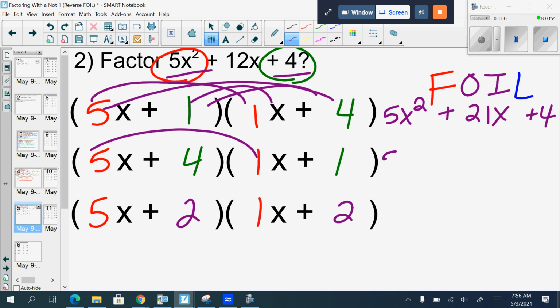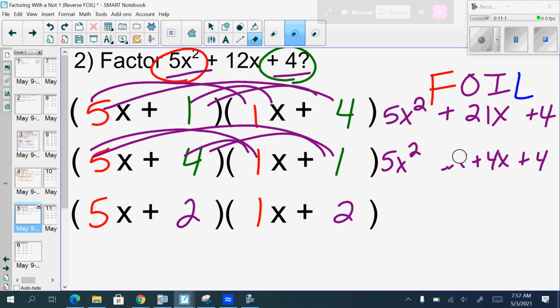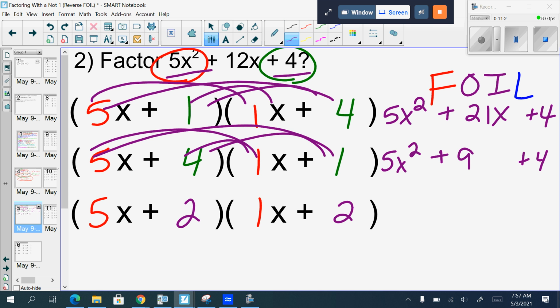5x times 1x is 5x squared. Outer, 5x times 1 is 5x. Inner is 4x. Last is 4. Again, you already know the first and last are going to work out. You got to check your outer and inner. 5x plus 4x is 9x, which again is not what we're looking for. So maybe on your paper, maybe you got lucky and listed this one first, right? Maybe you did 2 times 2 before you did 1 times 4. This is the combination that's going to work.